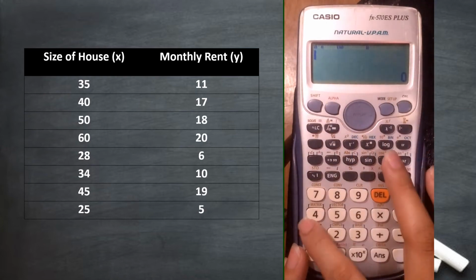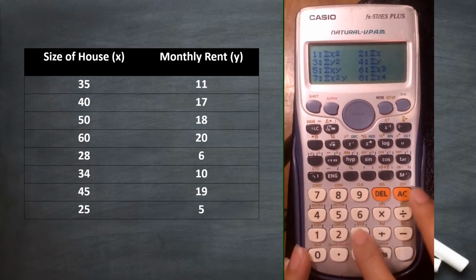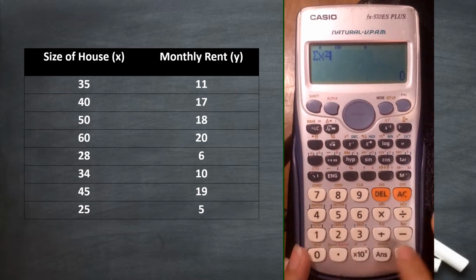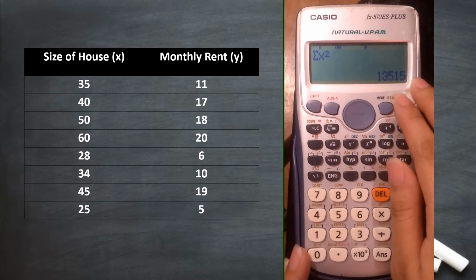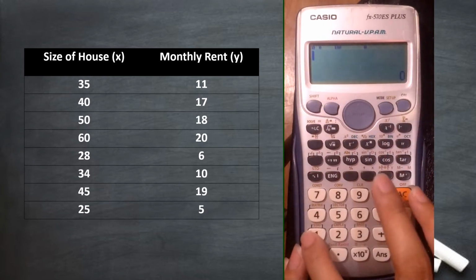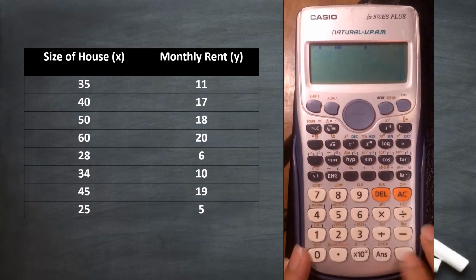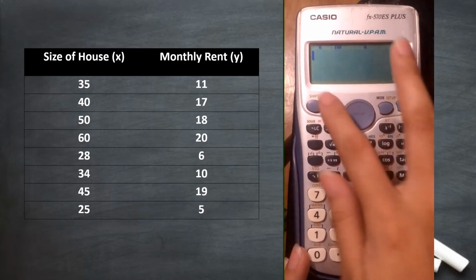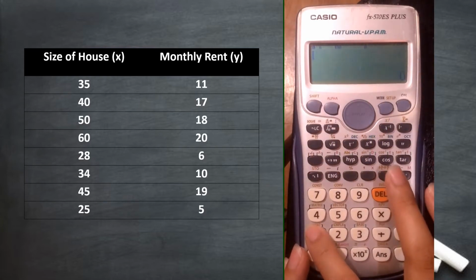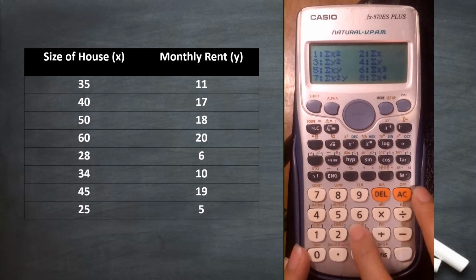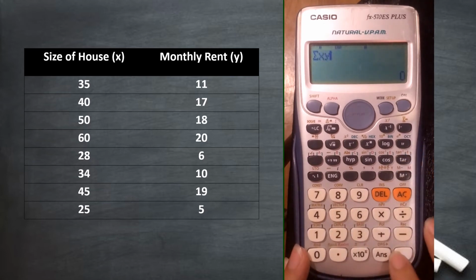Next, shift, stat, sum, summation of x squared, we have 13,515, and then shift, stat, sum, summation of y squared, we have 1,656. And then the last one, summation of xy: shift, stat, sum, and then 5 equal sign. That's it po.